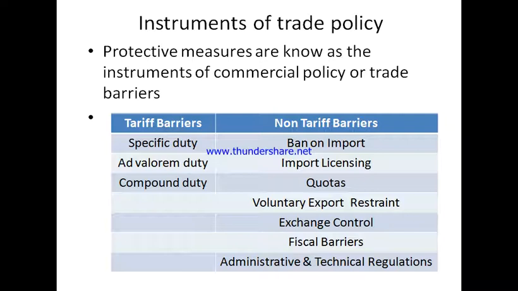And then exchange control. In exchange control, the restriction is that the government restricts the supply of foreign currency to the importer.